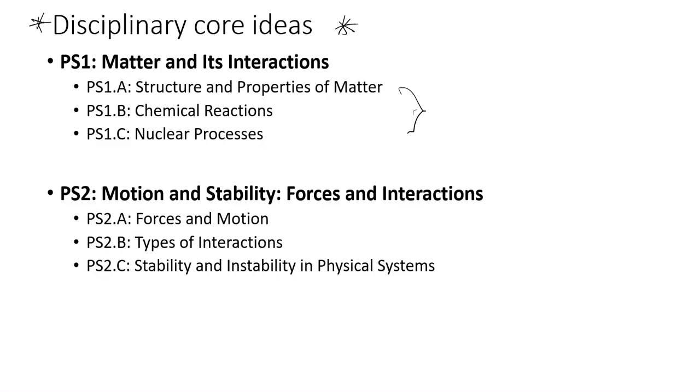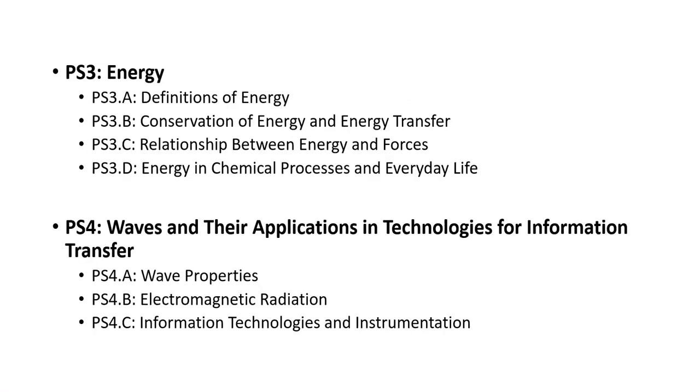Then in physical science two, we have motion and stability. Here you talk about forces and interaction, forces and motion, types of interactions, stability and instability in physical systems. Then we have energy, that is PS3: the definition of energy, what energy is, conservation of energy and transfer, relationship between energy and forces, energy in chemical processes. So those are under energy.